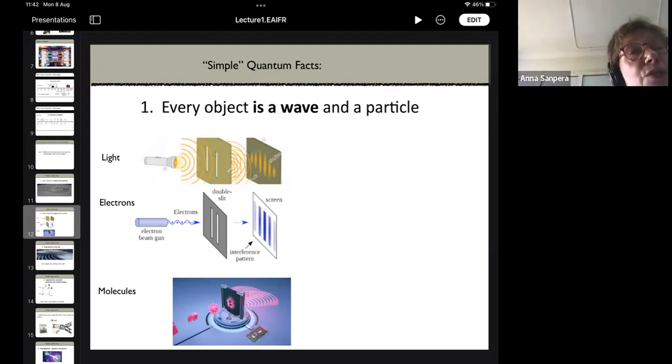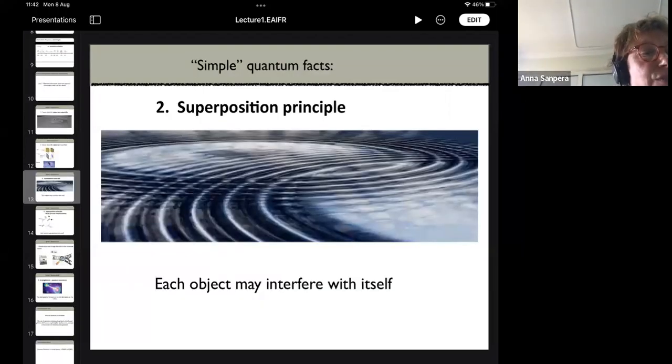Okay, and as a consequence of that, this is the first thing that is fundamental for all the quantum technologies. The first thing that we have is that indeed, there is a superposition principle. And this superposition principle tells us that each object may interfere with itself. It's not that it interferes with another, it interferes with itself. And this is something that classically cannot happen.